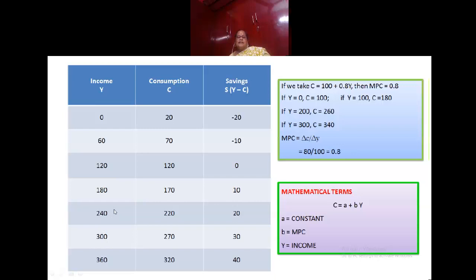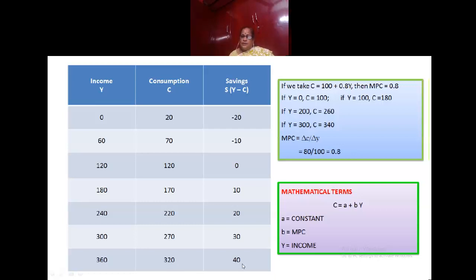Likewise, 240 is income, consumption is 220, savings 20. That is 240 minus 220, 20. 300 is income, consumption is 270, 300 minus 270, 30 is saving. 360 is income, consumption is 320, and 40 is saving.